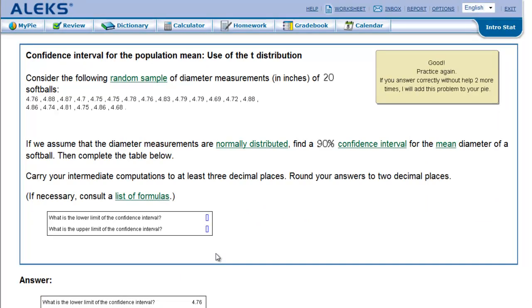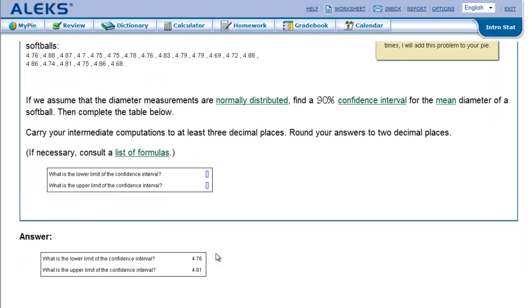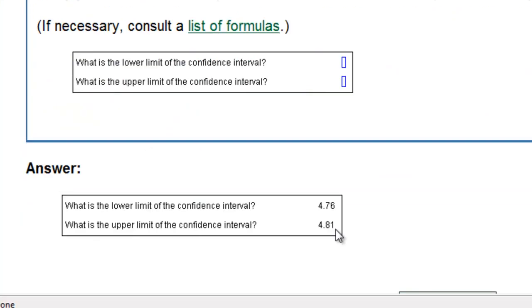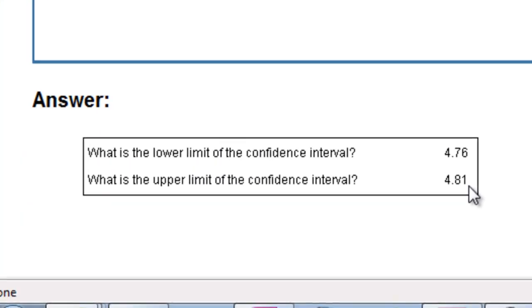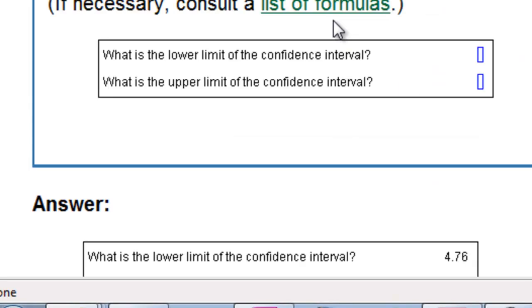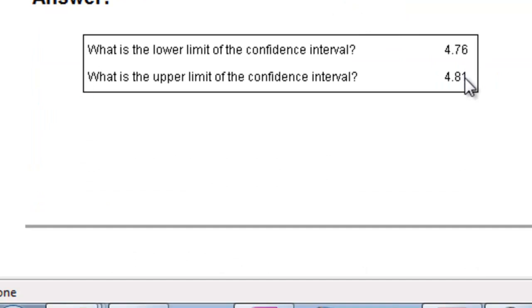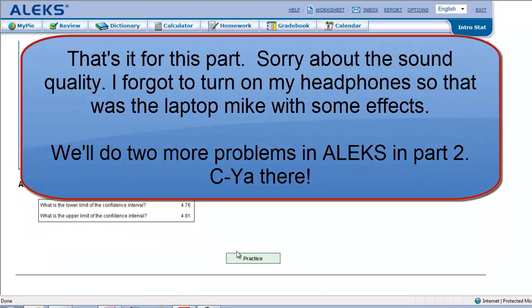Now, what I just said is, based on this sample of 20 softballs, I have developed a confidence interval that the actual mean, I'm 90% sure, is somewhere between 4.76 and 4.81. So I have it down to, I don't even know what those are in. Are those in centimeters? Inches. So I have it down to a 20th of an inch. I have it narrowed down. The average size of a softball, I have it down to a 20th of an inch of precision. So anyways, let's go on. Let's do another one.